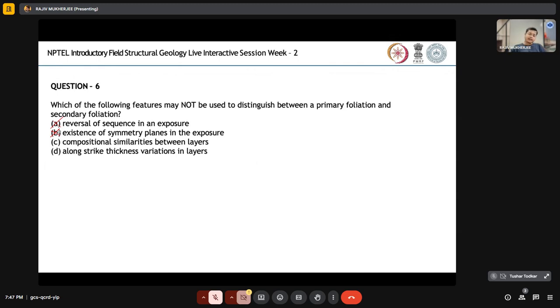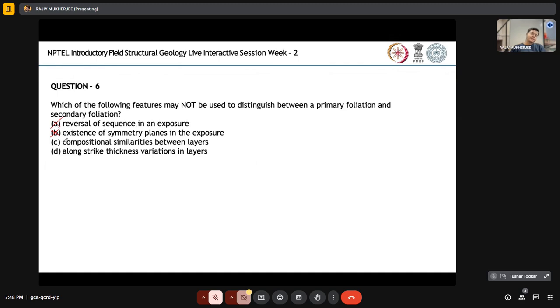Compositional similarities between layers. Obviously, compositional similarity means that if you follow along and see that a homogeneous composition is present and then it is alternated for a couple of millimeters, in a couple of dimensions, horizontally, vertically, whatever, with a thickness or a length or width, and it is repetitive, right? So this compositional contrast is definitely a criterion that can delineate between primary foliations and secondary foliations. So option C is also not correct in this case.